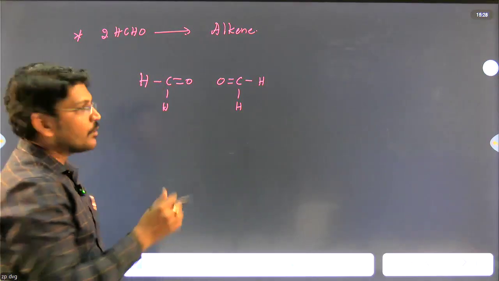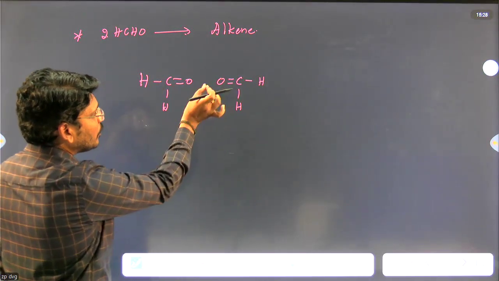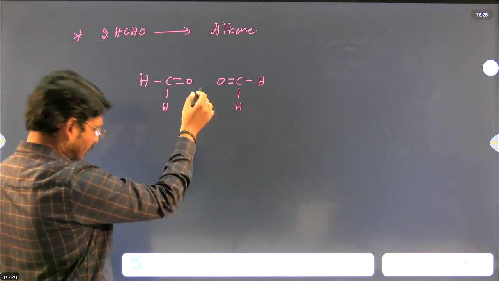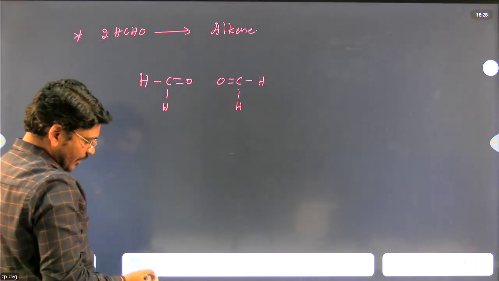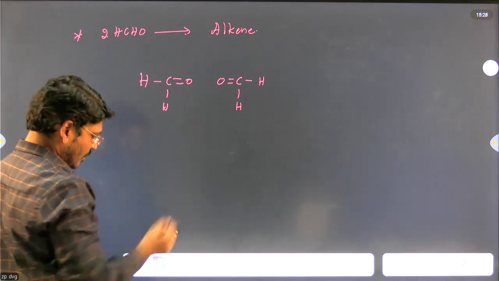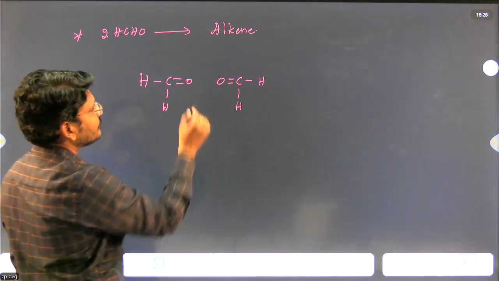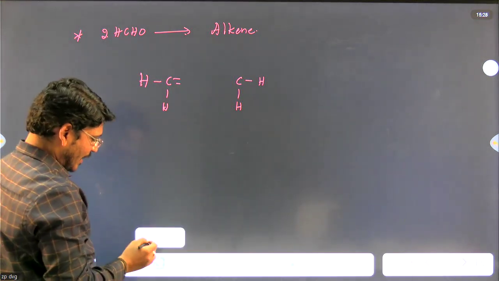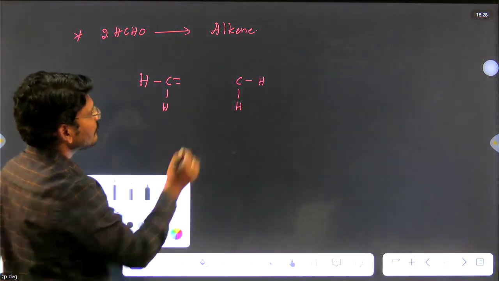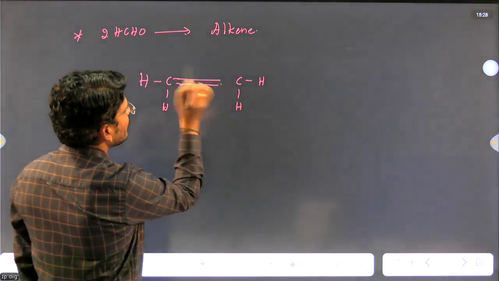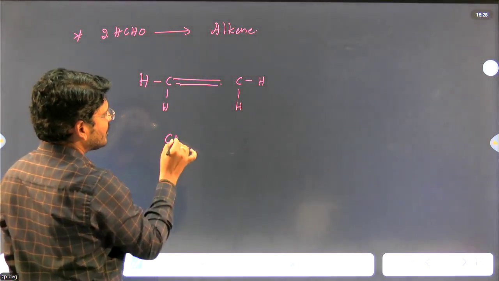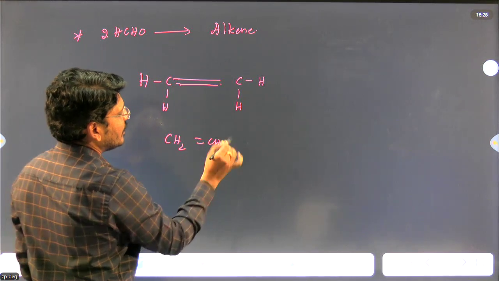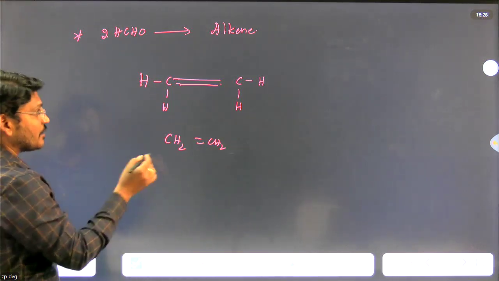The aldehyde has a carbonyl group, this C double bond O, we have to open both. So whatever the 2 oxygen atoms are, just remove these 2 oxygen atoms. Instead of these 2 oxygen atoms, just add double bonds. Then finally we are able to get CH2 double bond CH2. Otherwise we can consider one more example also.